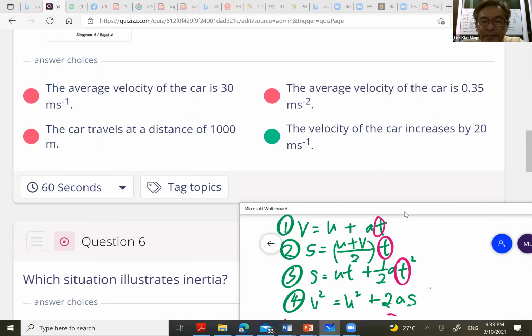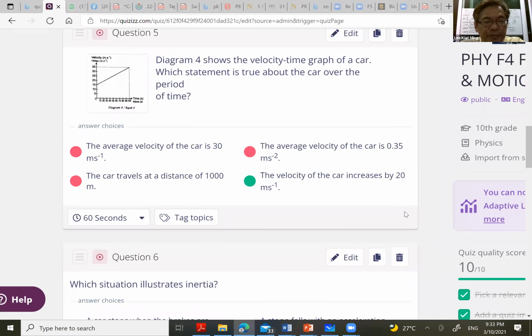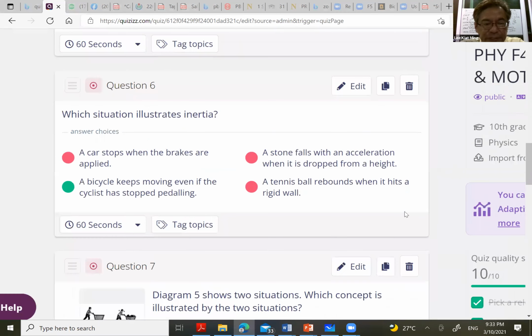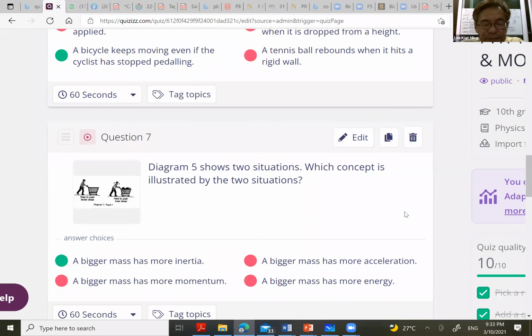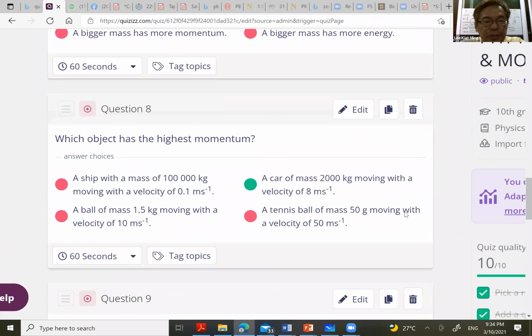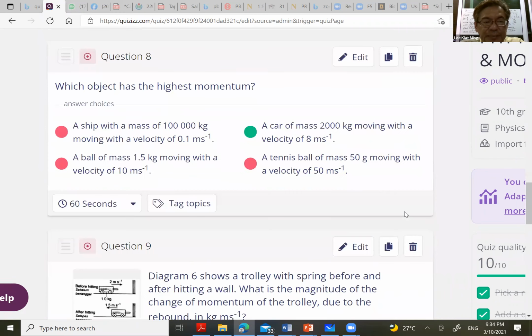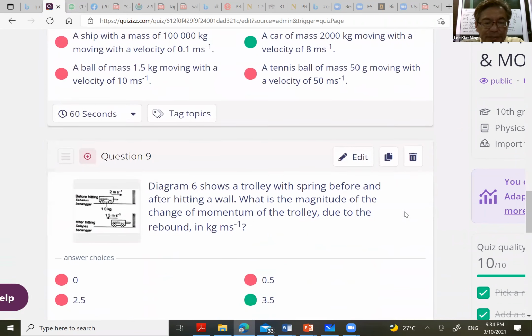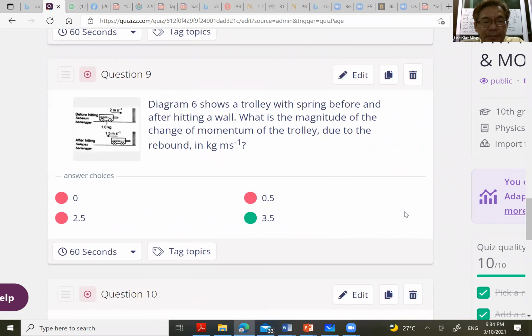If it is very clear, I'm going to move to the next one. I will not be talking about inertia. Question 6 is very direct. The same goes for number 7. The bigger mass has bigger inertia. The same goes for number 8. They ask you which one has the highest momentum. You just multiply.